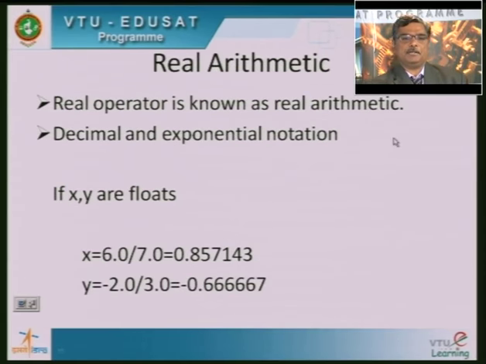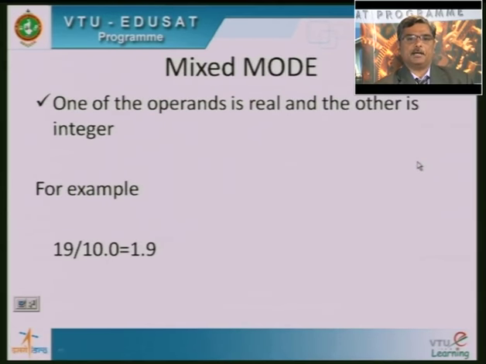Next, real arithmetic. If x and y are of floating type variable, when you use x is equal to 6.0 divided by 7.0, the value assigned is 0.857143 to x. Similarly, minus 2.0 divided by 3.0, the result of this computation, minus 0.66, is assigned to the variable. These two variables are of type float. So this is known as real arithmetic.